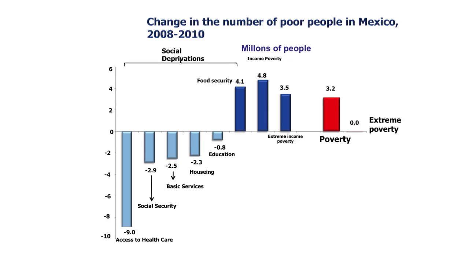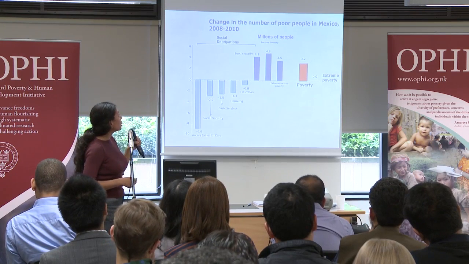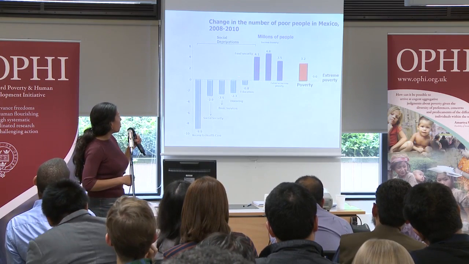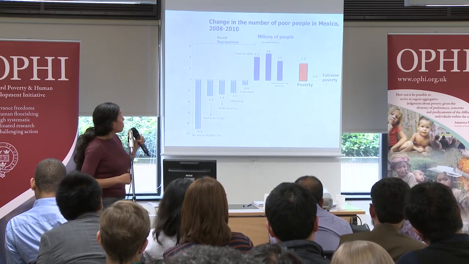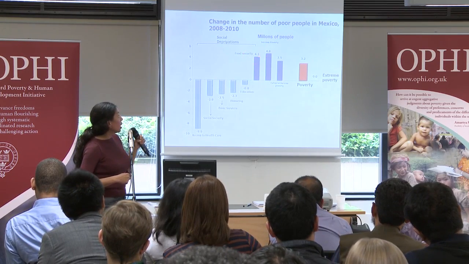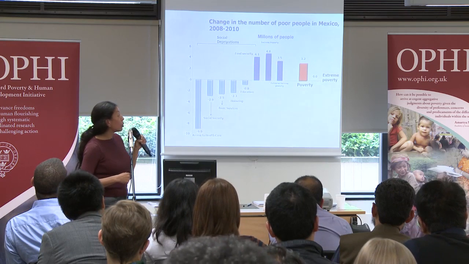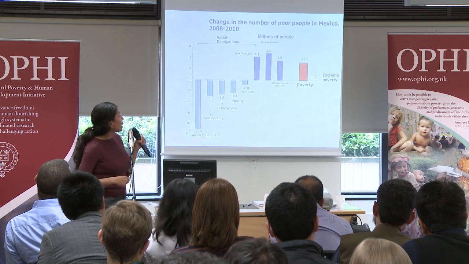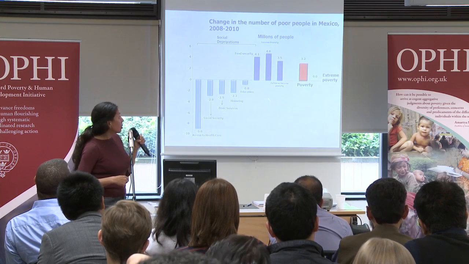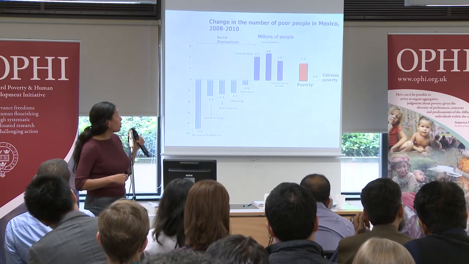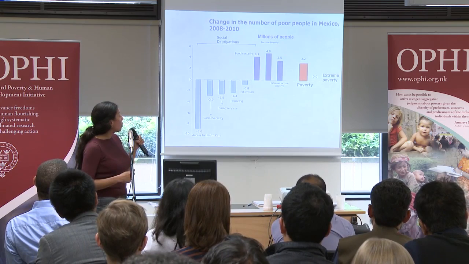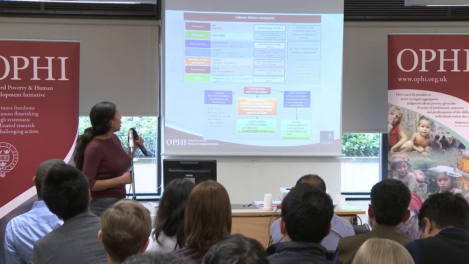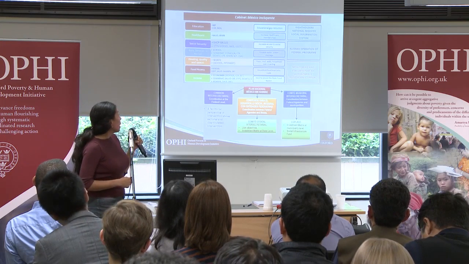I just want to go quickly through this because it talks to us about the institutional challenges, but also the institutional goals. Changes in the number of poor in Mexico show a decrease in the number of social rights deprivations. But importantly, in 2010, food security was a social right that suffered an increase in the number of people suffering it. Along with income poverty and extreme income poverty, those were the figures that were increasing in numbers of people. So this led the government to create a food security cabinet, or Cabinet Mexico Incluyente, and a national plan against hunger.